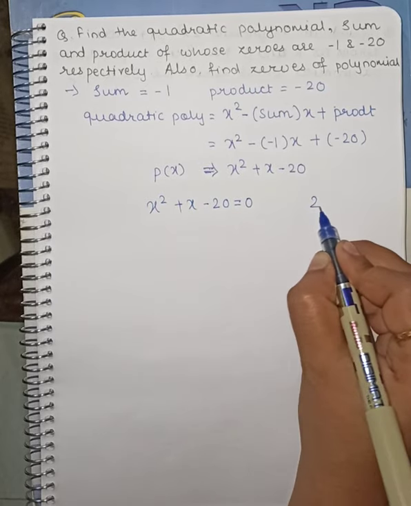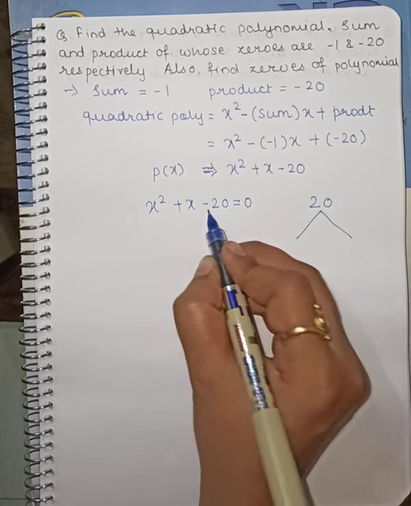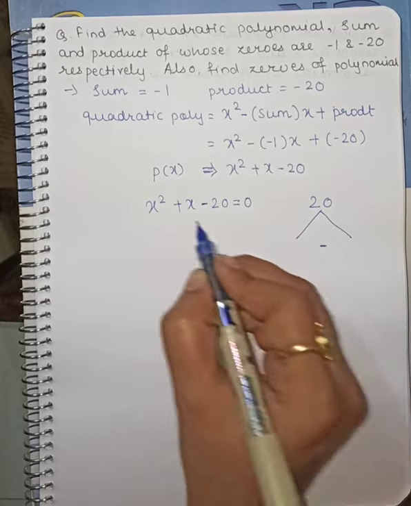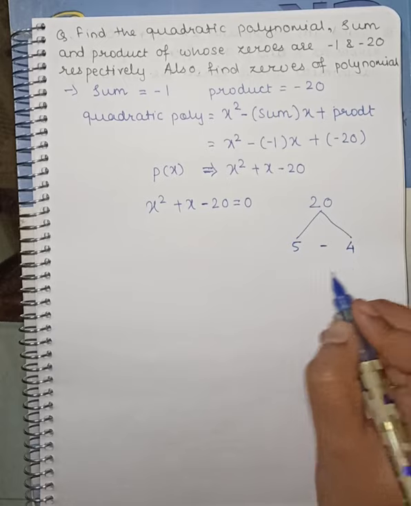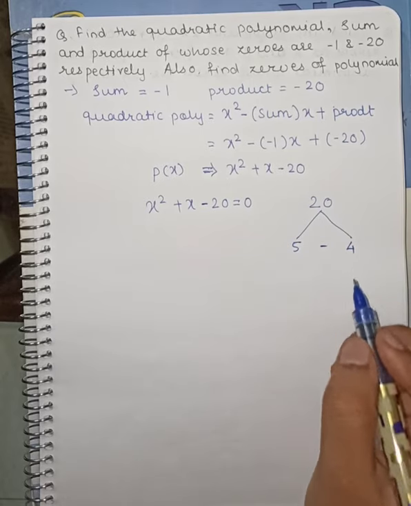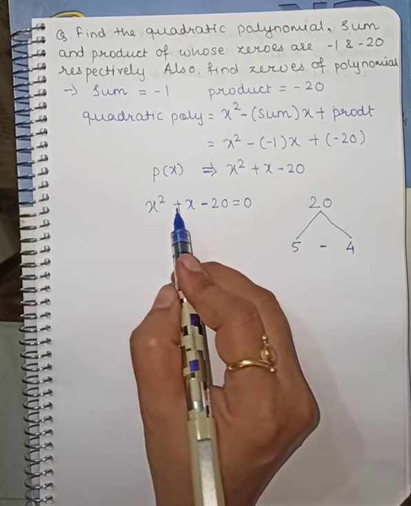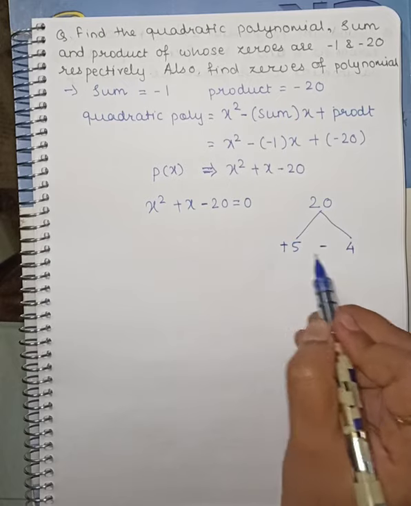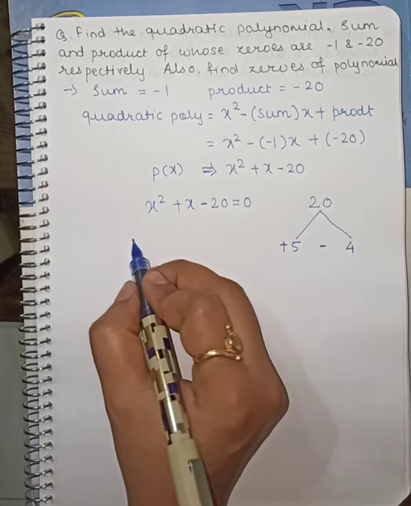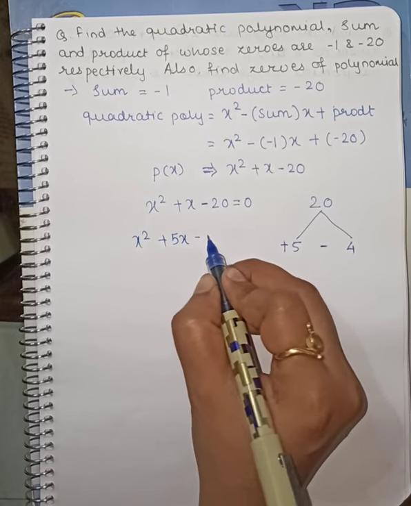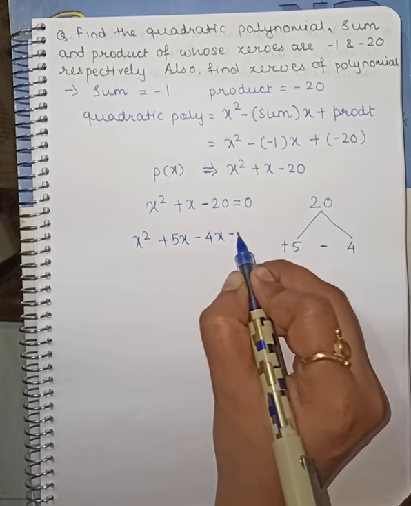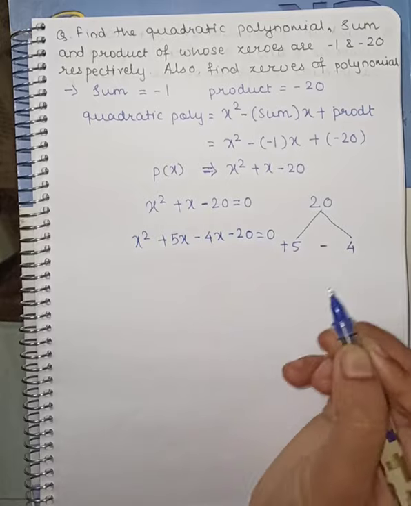So factors of 20 whose subtraction should be 1. Now as we know, 5 and 4, 5 fours are 20 and 5 minus 4 is 1. The middle term is plus, so definitely the greater number will be plus, whereas the smaller one will be minus. So x square plus 5x minus 4x minus 20 equal to 0.